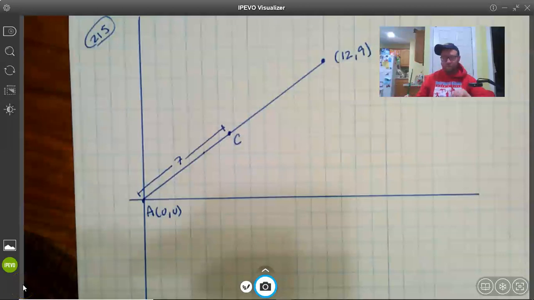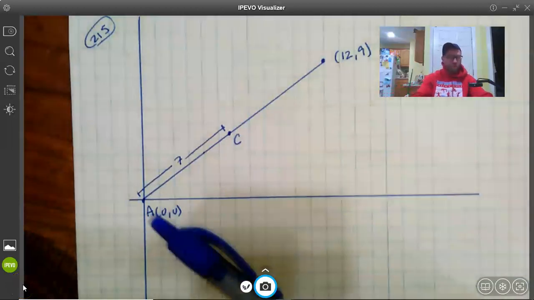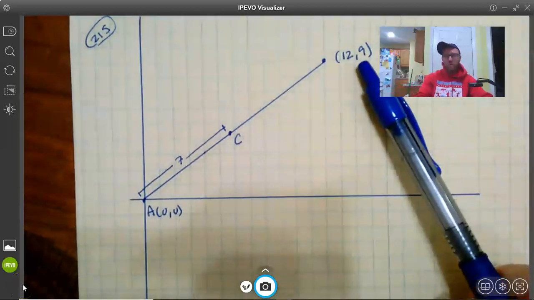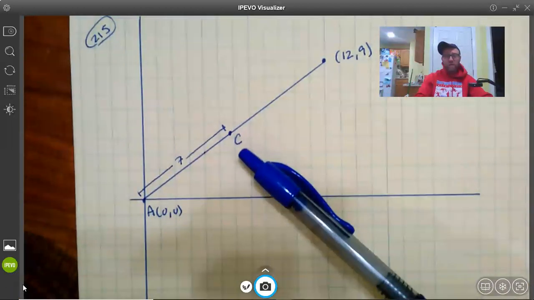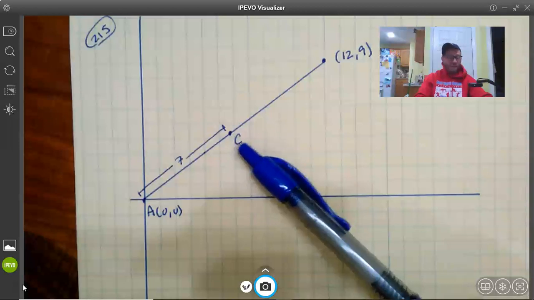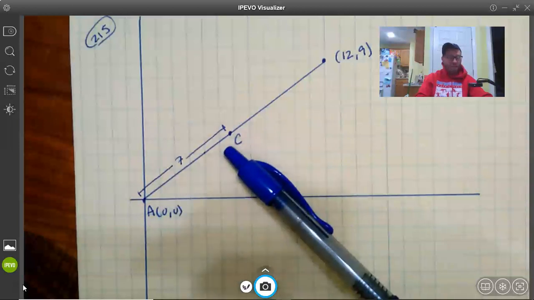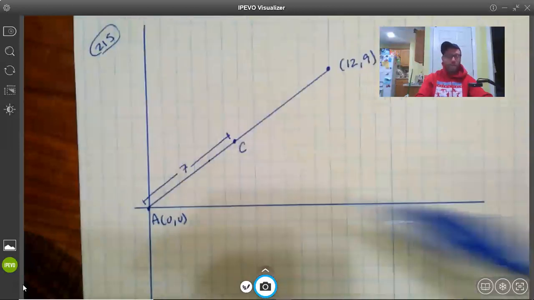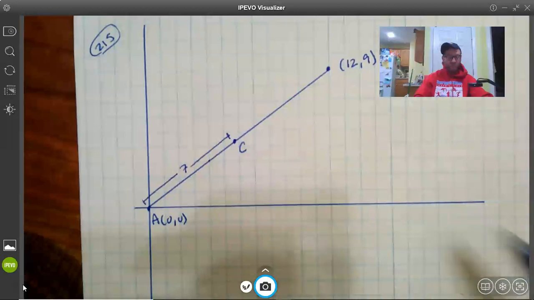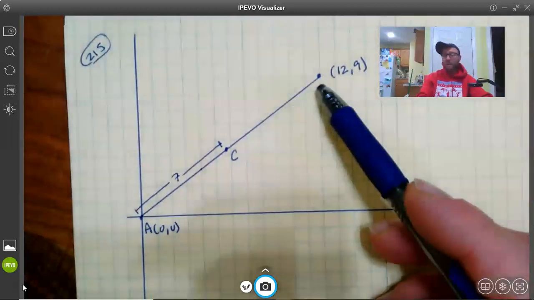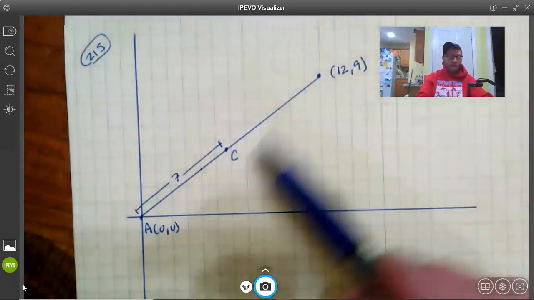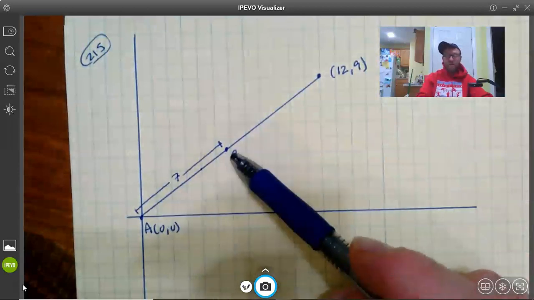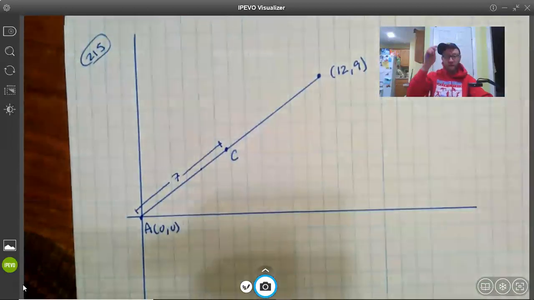All right, we have a line segment here that stretches from the point (0, 0) to the point (12, 9). We're trying to find the location of a point C that is exactly 7 units along that line segment away from point A. So what we're going to do is first find the entire length of the line segment, and then find what fraction this 7 units is of the entire length.